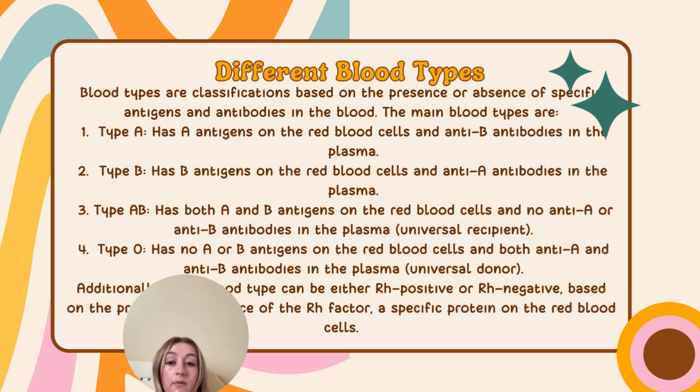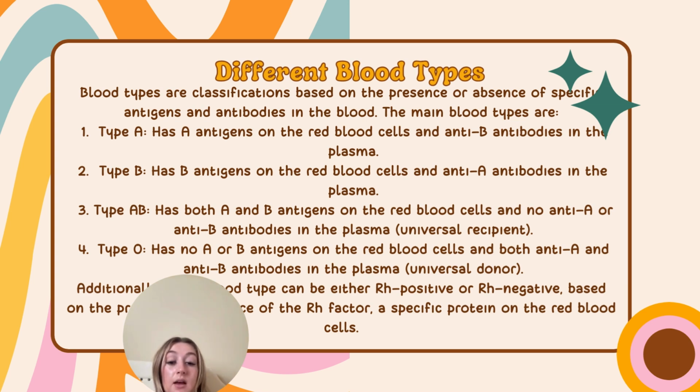The main blood types are: first, type A has A antigens on the red blood cells and anti-B antibodies in the plasma. The second type is type B, which has B antigens on the red blood cells and anti-A antibodies in the plasma. Type AB has both A and B antigens on the red blood cells and no anti-A or anti-B antibodies in the plasma, so this is a universal recipient. And then type O has no A or B antigens on the red blood cells and both anti-A and anti-B antibodies in the plasma, so this is a universal donor.